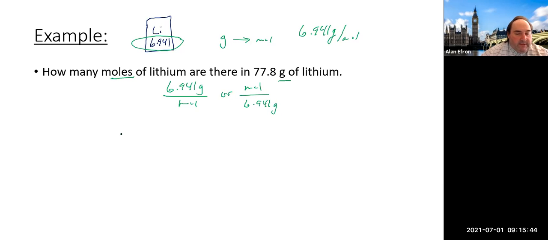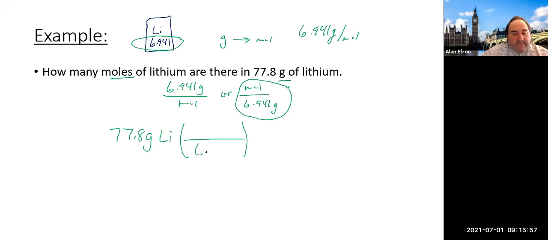Here we are starting with 77.8 grams of lithium. Grams are on top, so we want to get rid of them. We're essentially dividing. We want to do that dimensional analysis way here, putting our grams on the bottom and moles up on top.